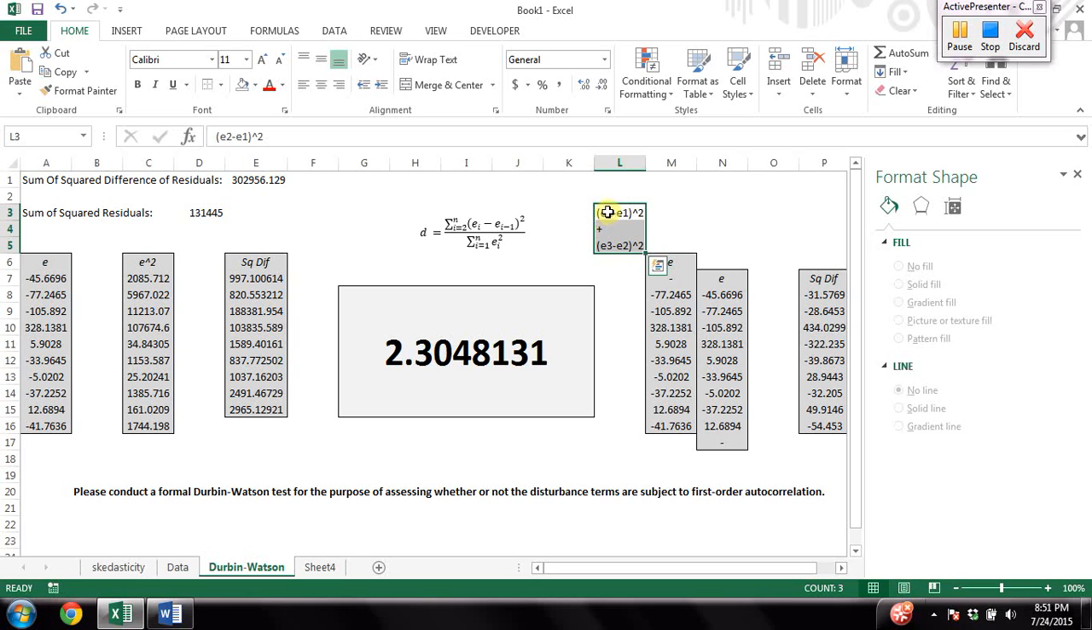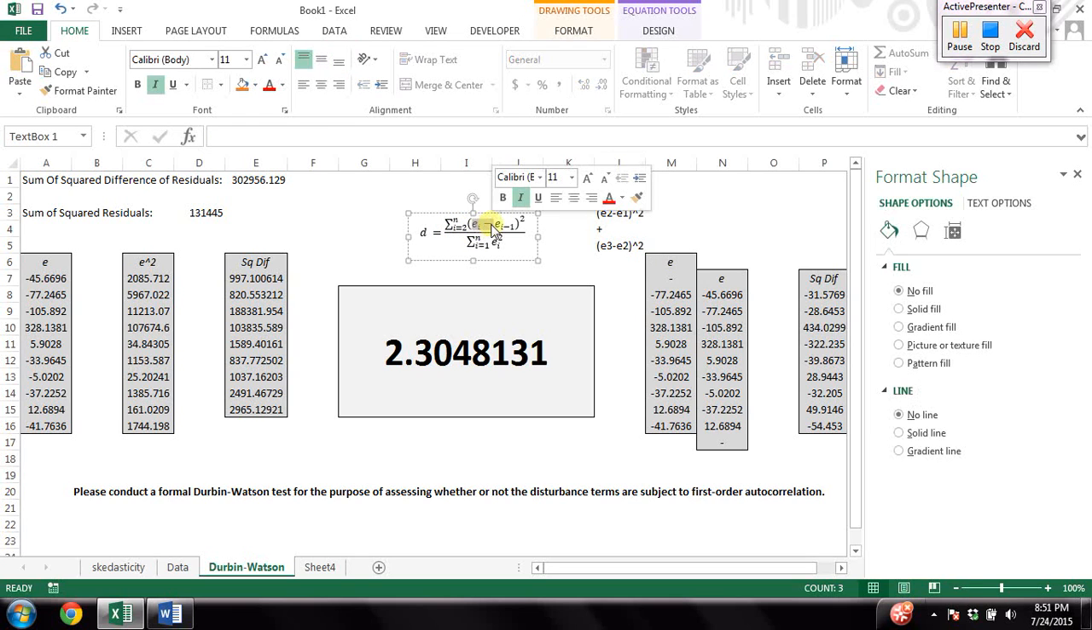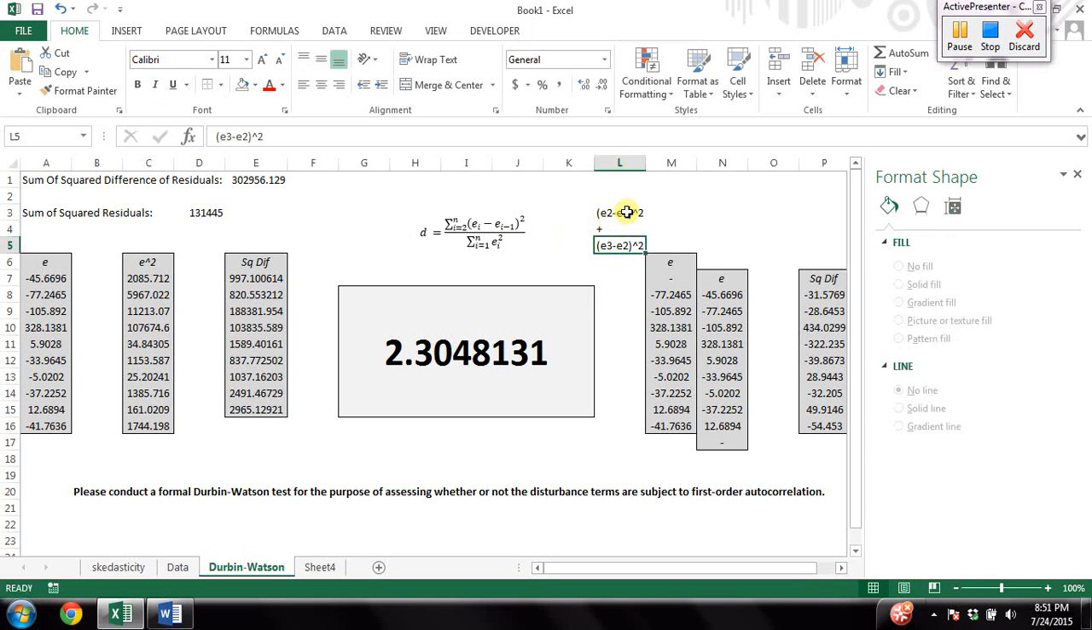Now notice that I started with e2 minus e1 because, as this summation shows, i equals 2. This is your starting point, and the equation is e_i minus e_(i-1). So it's e2 minus e1, e3 minus e2, and so on. The bottom part is very similar, only we start at 1 and we square it and then add it to the next one. So let's start actually making these.